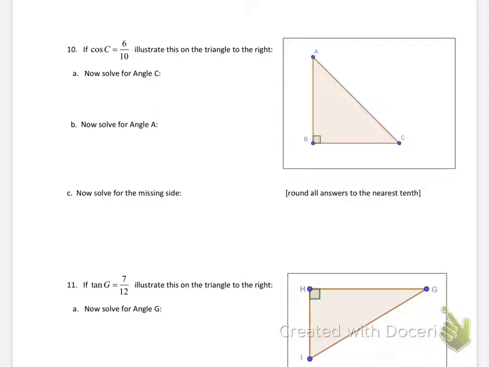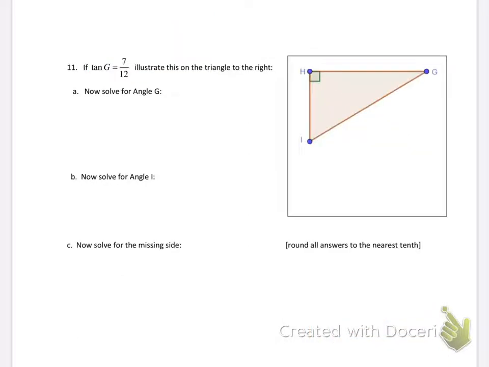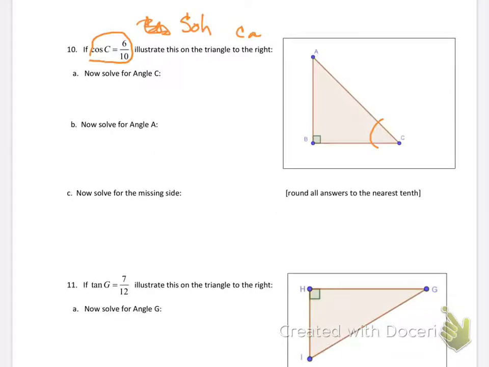Okay, number 10. Looking at 10, I tell you something very important. I tell you that the cosine of angle C is 6 over 10. Here's angle C. What does cosine equal? Well, we'll do the whole Sohcahtoa again. Cosine is going to be adjacent over hypotenuse. So the adjacent must be the 6. The hypotenuse must be the 10. I do not have that value over here.